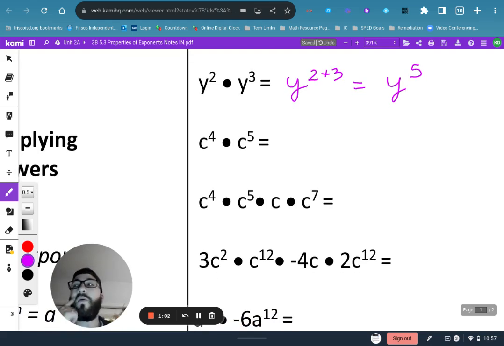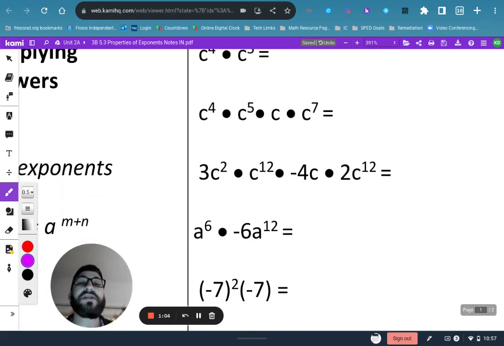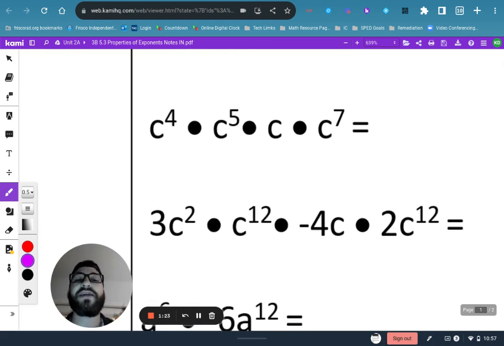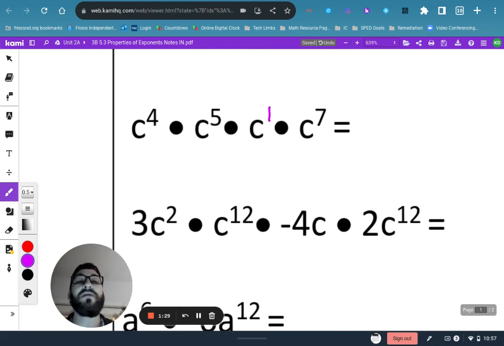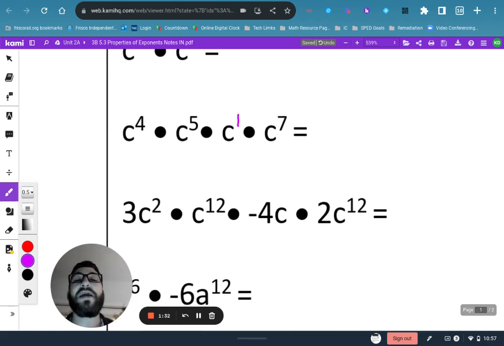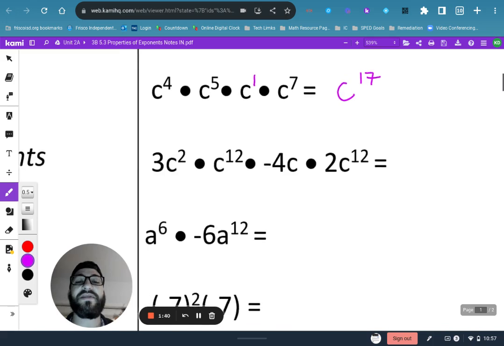Some things that you want to watch out for and be careful about. Let's look at this third example. We have c to the 4th times c to the 5th times c to the 7th. Multiplying all the way across, we want to add all the exponents. The most common mistake I see is saying this is c to the 16 by adding 4, 5, and 7. But we need to make sure we don't forget that c that doesn't have an exponent written on it, because it does technically have an exponent of 1. So it is 4 plus 5, which is 9, plus 1, which is 10, and then plus 7, which is 17. So this would, of course, be c to the 17.